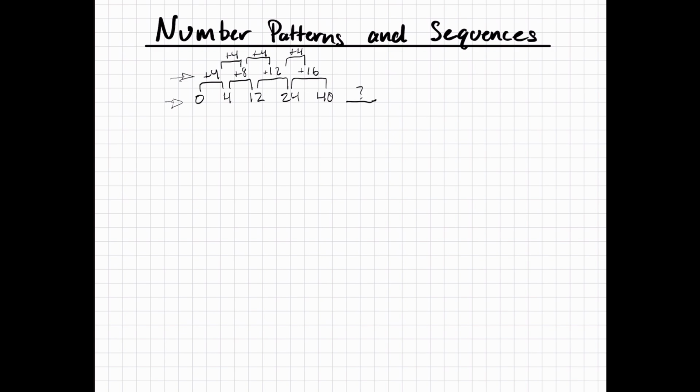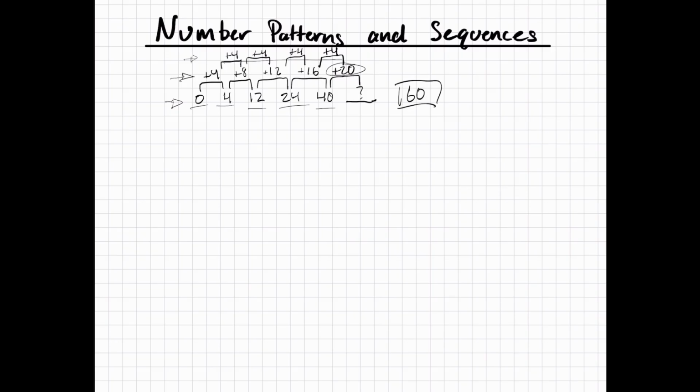Okay, so now that we found this continuous set of steps, about 4 each time, to find the next number, we add another 4 to the bigger step, and that gives us a plus 20 step on this original sequence, right? Therefore, we have 40 plus this 20 that we just found by continuing this 4 pattern up top. 40 plus 20, 60 is our next number.